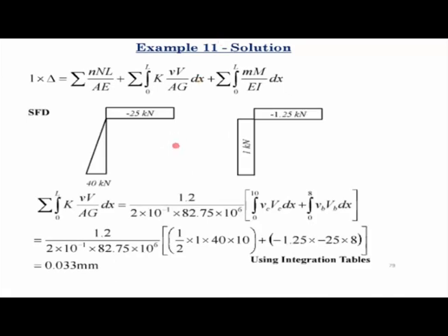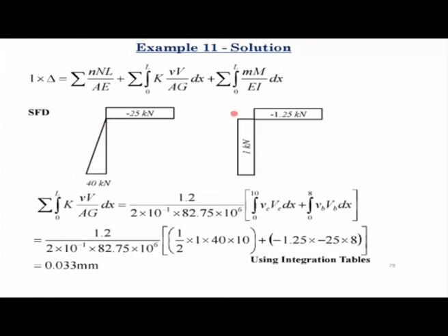Now coming to the shear deformations. These are the two shear force diagrams. This is due to the applied load, this is due to the virtual load. And this is the formula that we got for calculating deflections due to shear deformation. Now the section is rectangular, so K is taken as 1.2. Now the shear functions are V. Once again, we can use the integration tables that we showed for the moment functions. The same things can be applied for shear functions.